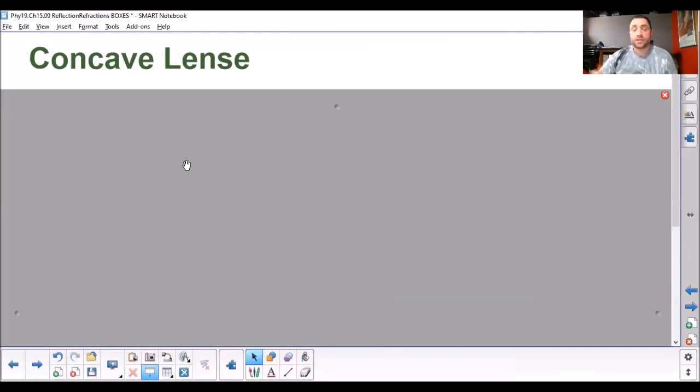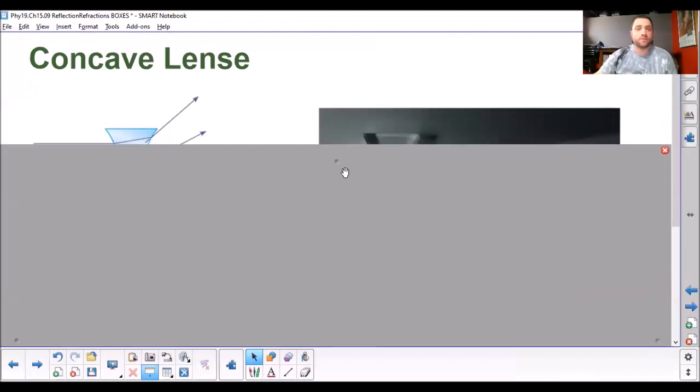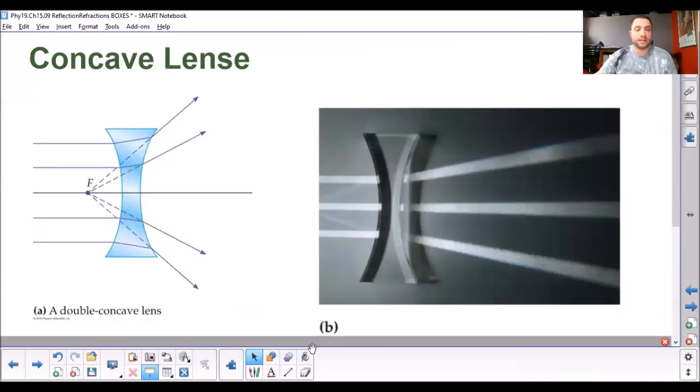So then, just like we had two types of mirrors, we also have two types of lenses. The first one is a concave lens. A concave lens, like I said, is hollowed out, so it looks like a cave. And concave lenses spread the light out. So as light comes in, it spreads out. Kind of the opposite of what the mirror does. The mirror focused it backwards. Well, the concave lens is going to spread everything out.